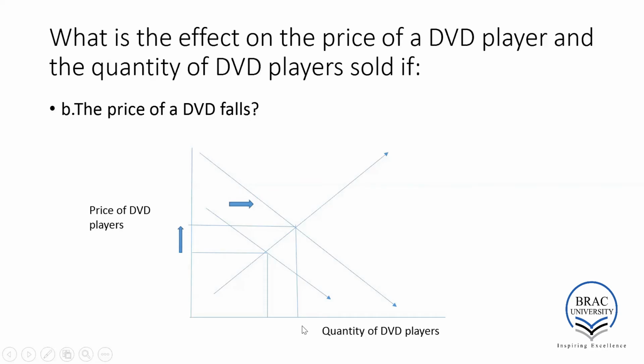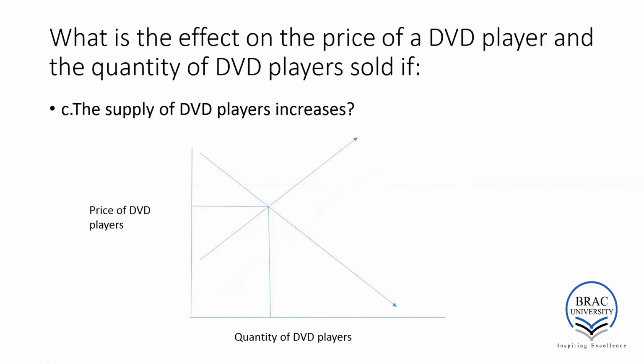quantity of DVD players. So we see that due to a decrease in the price of DVDs, which are a complement for DVD players, we see an increase in the equilibrium price of DVD players and also an increase in the quantity of DVD players.